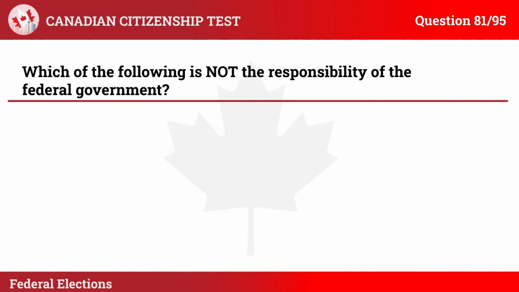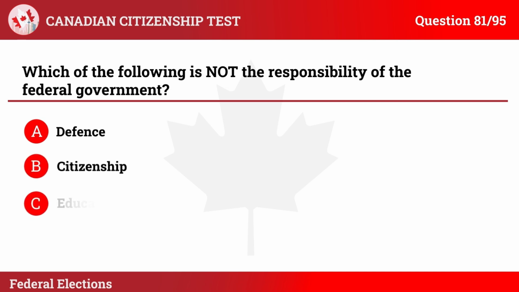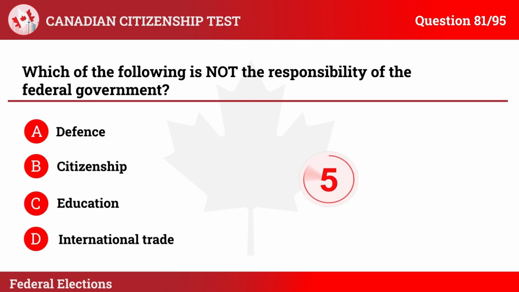Question 81. Which of the following is not the responsibility of the federal government? A. Defense. B. Citizenship. C. Education. D. International trade.